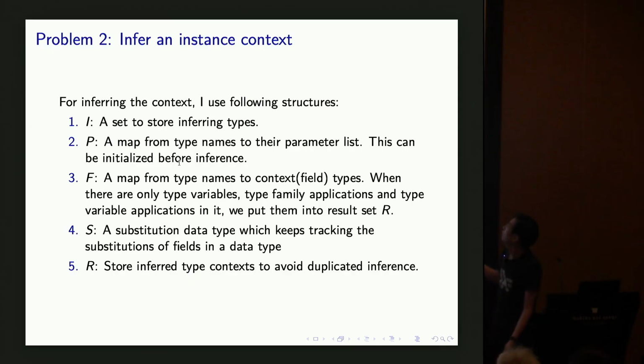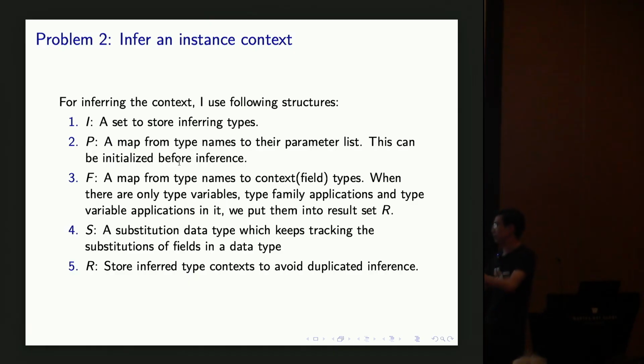However, I want to infer the context a bit. So I introduced a structure. It seems very complex, but I will give you a concrete example later. In my data structure, I use I, a set to store the inferring types. I use P, a map from type names to the type parameters. This can be initialized before the generation process. And F is actually the context field types.